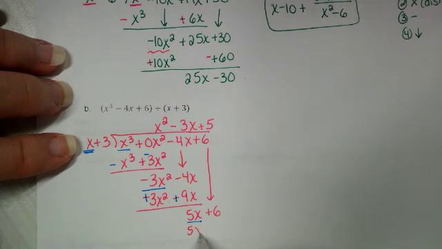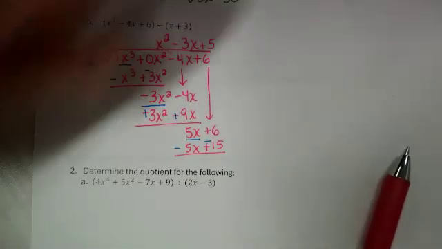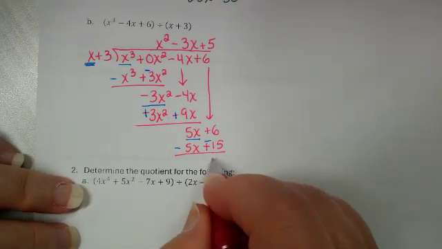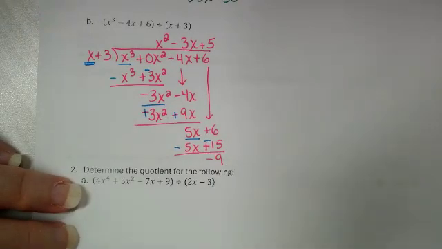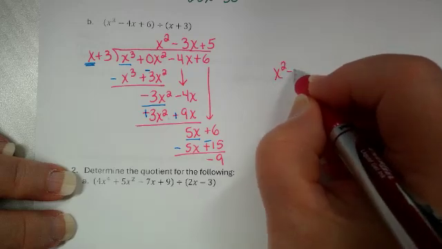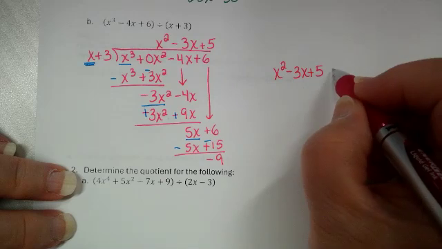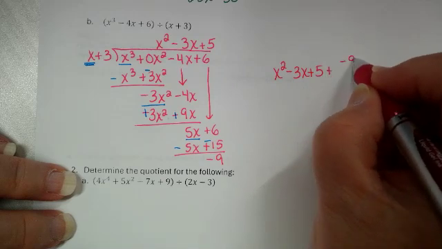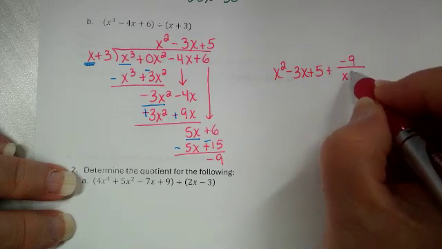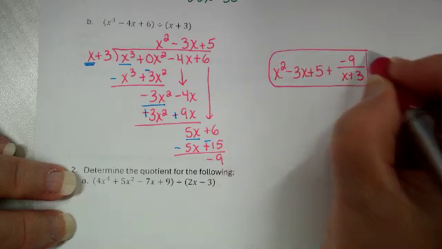Distribute: 5x plus 15. And now we're going to subtract, and we get negative 9 for our remainder. So my solution to this, my quotient, just means the answer to a division problem, is negative 9 over x plus 3. That's how I'm going to write my remainder.